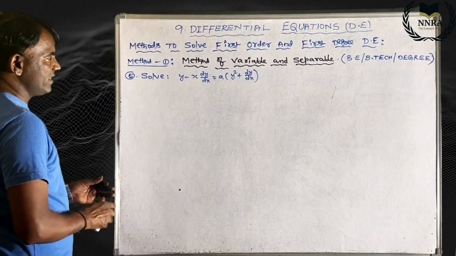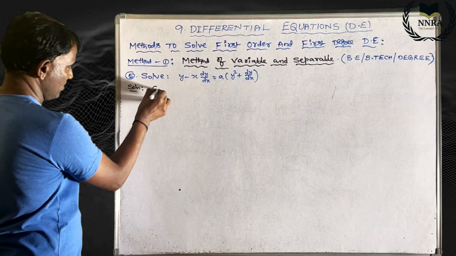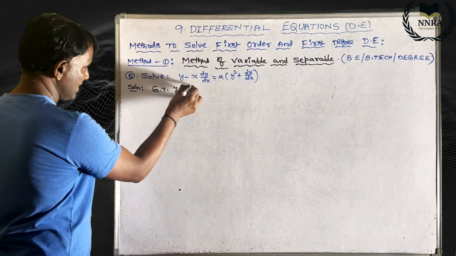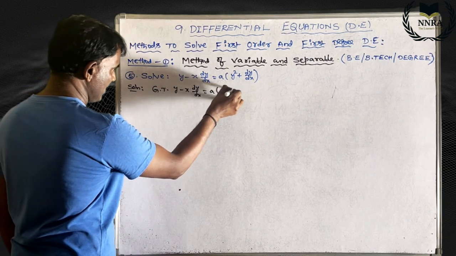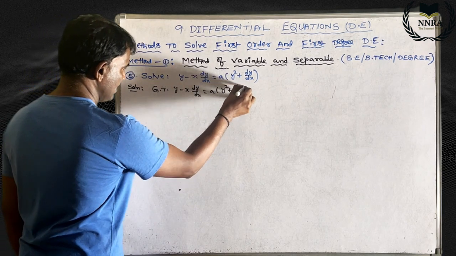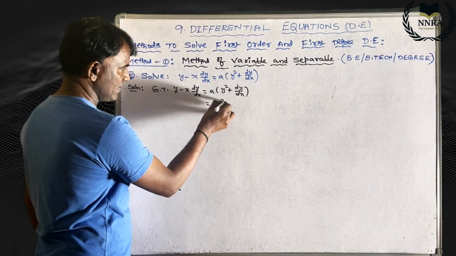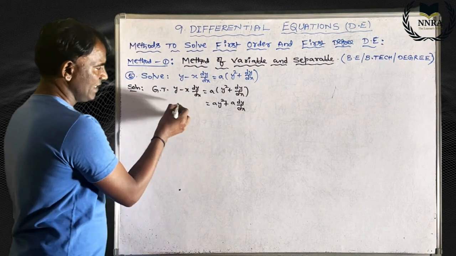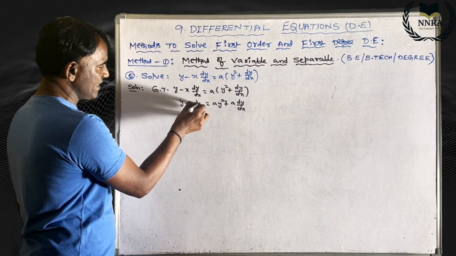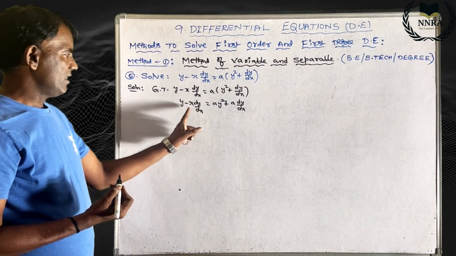This is fifth question. What is the given value here? y minus x dy by dx equal to a into y square plus dy by dx, right? Now first term is ay square, second term is a into dy by dx, and here it is y minus x dy by dx. Do one thing.